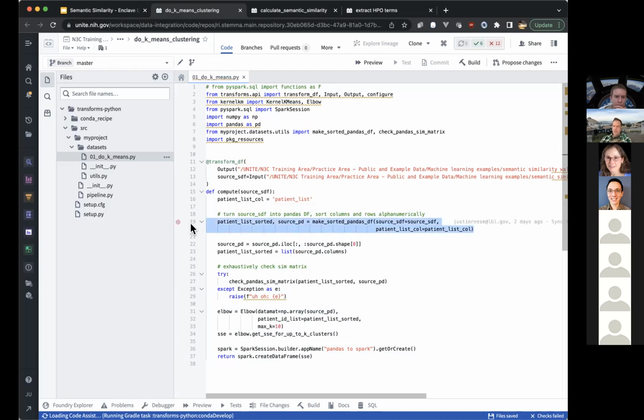This, by the way, does not use Spark data frames, so it probably will not go fast or even work if you have like 1 million patients. It's possible to do machine learning on large data sets like that, but probably not with this library. There's a package called PySpark ML that can handle large swaths of data. I don't think they have a k-means implementation.